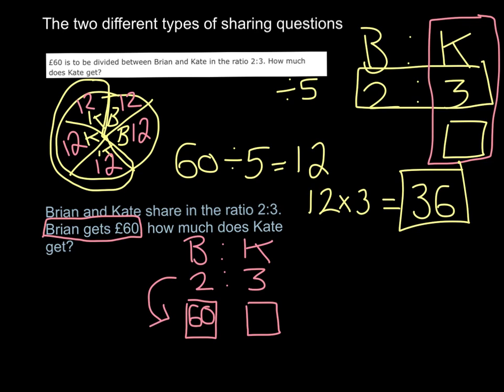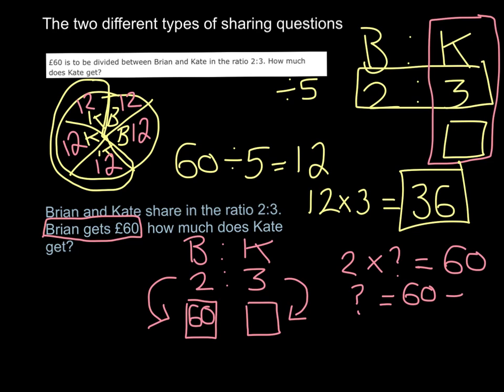Now using the ratio, we know for every 2 that Brian gets, Kate gets 3. We need to work out what it's been multiplied by to get to 60. So 2 times something gets us the 60. Now inverse operation is going to help us to work out what the question mark is, because if 2 times something equals 60, then the question mark must be 60 divided by 2. That tells us that the question mark is 30. Think about it, 2 lots of 30 or 30 lots of 2 is 60.